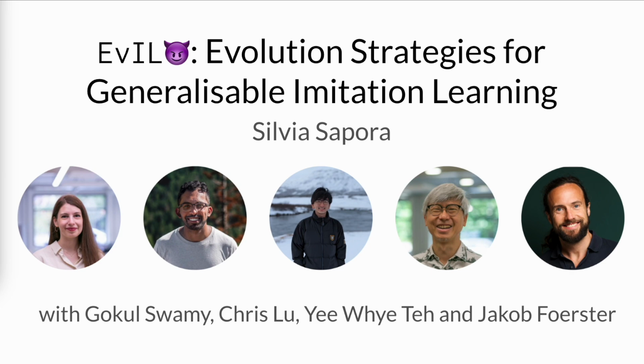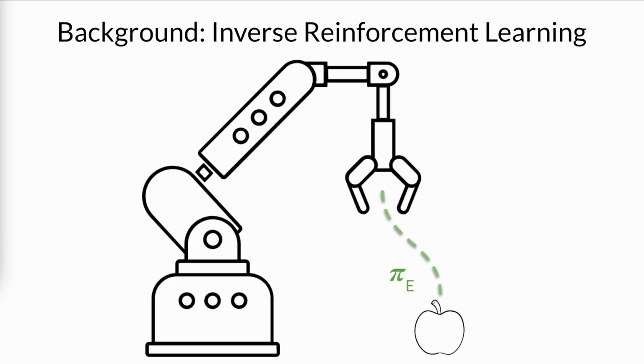Throughout our experiments in continuous control tasks, EvIL demonstrates better interaction efficiency, allowing for faster and more effective retraining in both source and unseen target environments compared to prior work. But first, what is inverse reinforcement learning? IRL is an interactive approach to imitation learning.